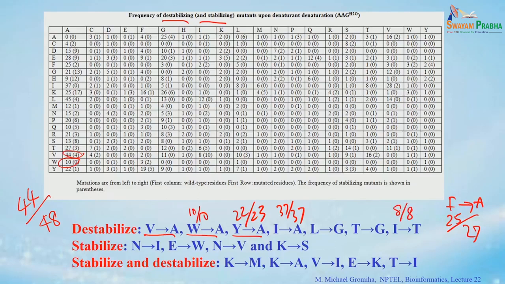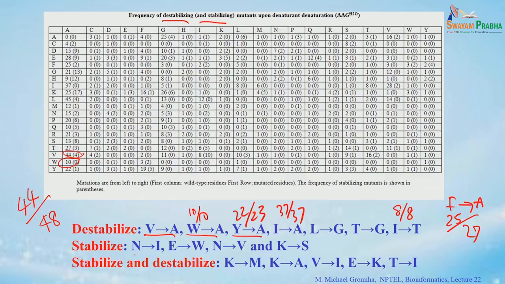From this frequency table, you can see that some mutations are always destabilizing, or most of the time they are destabilizing. This is unique data that you can get from this Protherm database with some conditions. The number of data is small, but you can see a trend. If you look at the stabilizing mutations, for example, N to I, what is the case of N to I? 2 out of 2. There are only two mutations, and both of them are stabilizing.